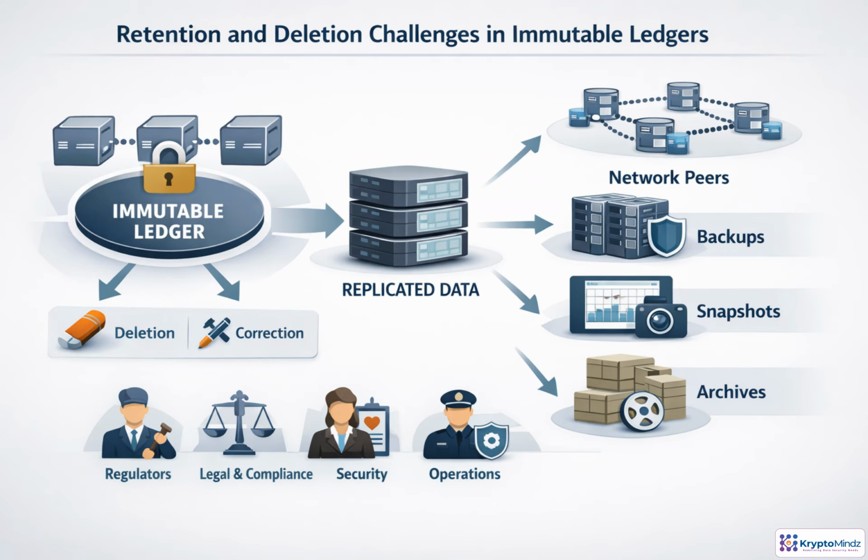Immutability gives blockchain its audit value, but it changes how retention works. In a normal database, records can be edited or deleted. In a ledger, corrections are usually new transactions, while the original data may still exist across peers, backups, snapshots, archives, logs, and analytics exports. For that reason, deletion has to be designed upfront. With highly sensitive data, the safest strategy is often not to write it to the ledger at all.